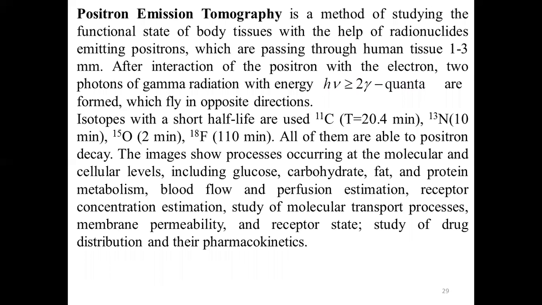Positron emission tomography represents the methods of studying the functional state of body tissues with the help of radionuclides emitting positrons, which pass through human tissue 1 to 3 millimeters. After interaction of the positron with the electron, 2 photons of gamma radiation with energy, which we find as follows, are formed, and they fly in opposite directions.